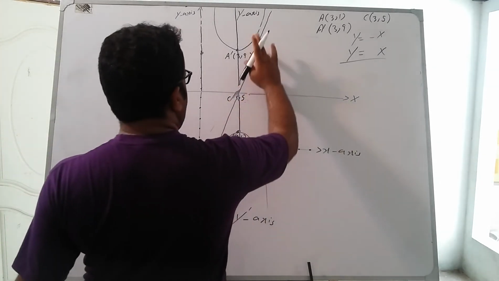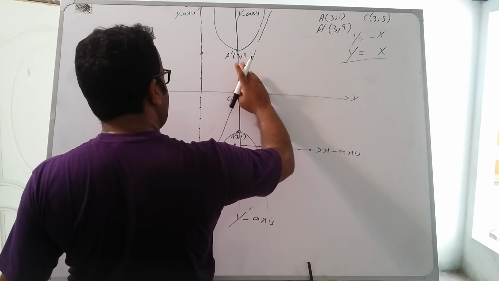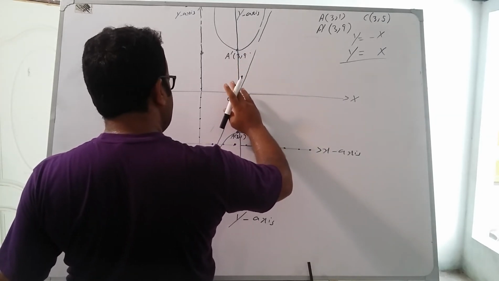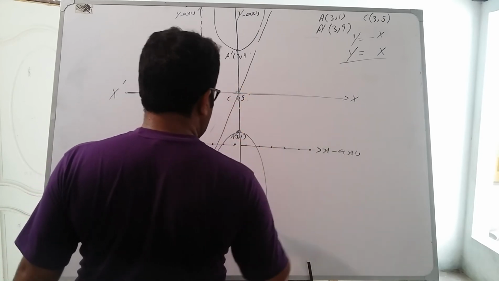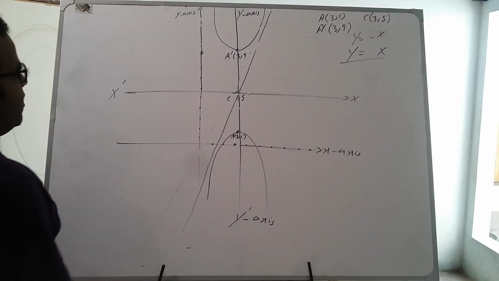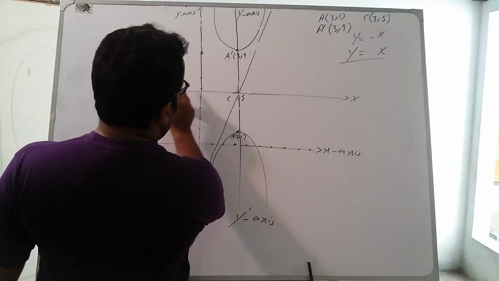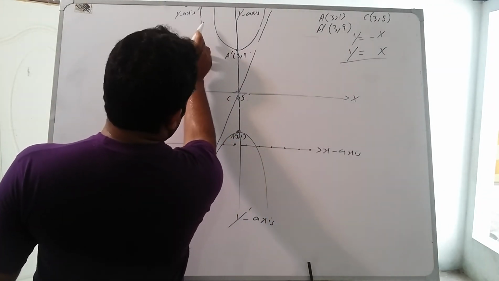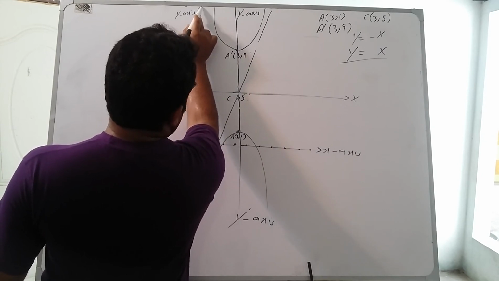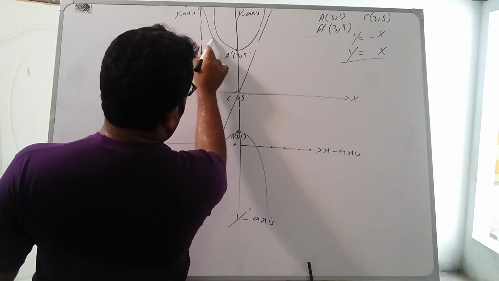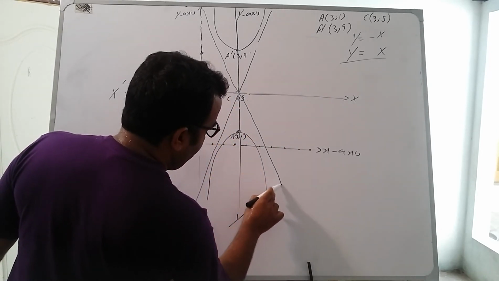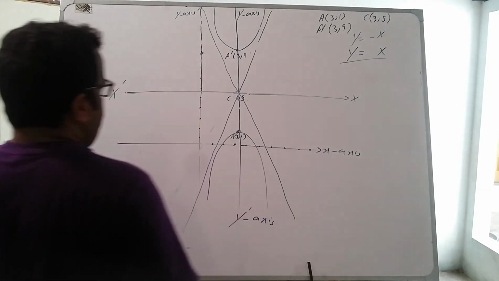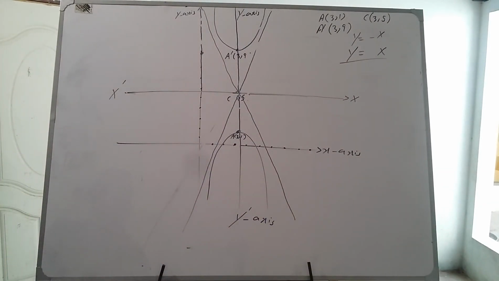Actually my drawing is not so good, so I'm trying to draw this one. Y is equal to minus x is the line. So this is the figure of the above problem. Thank you very much.